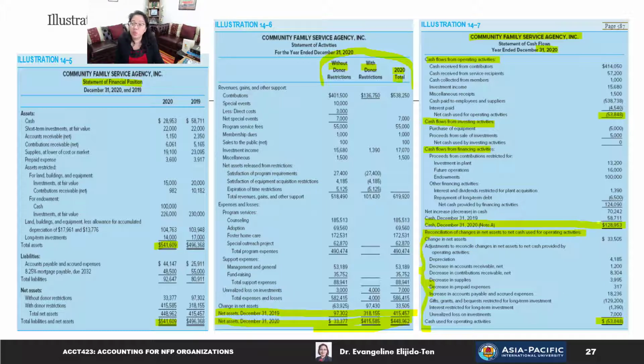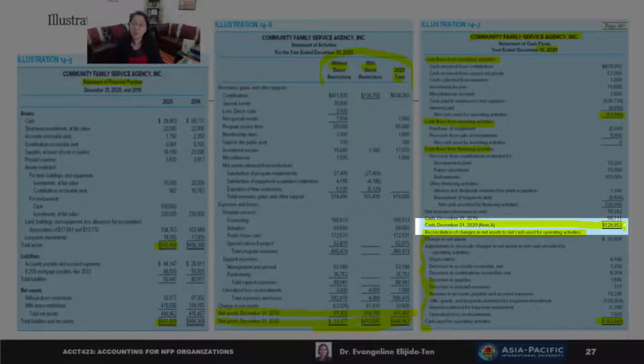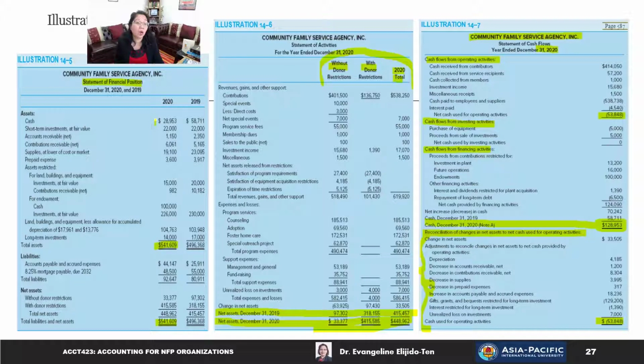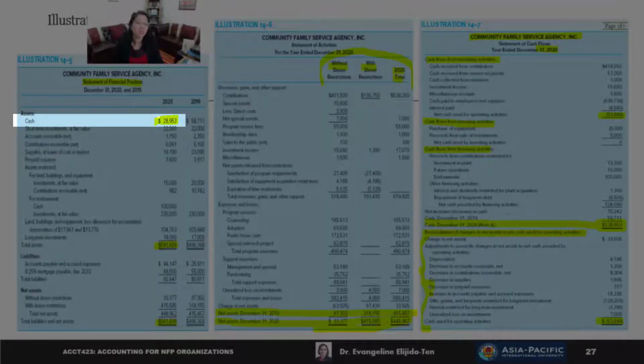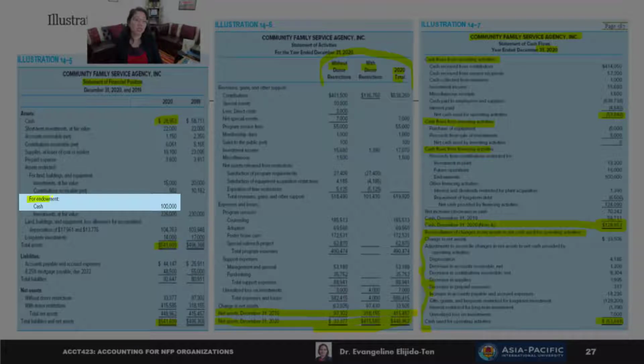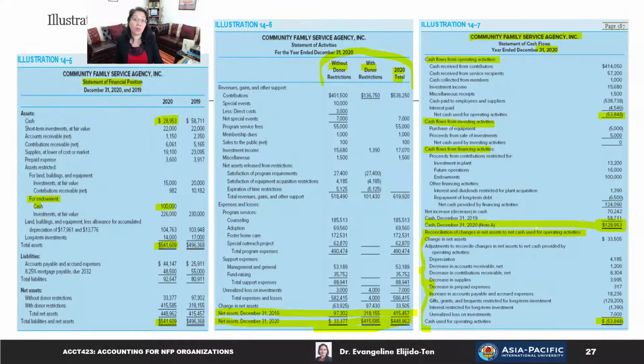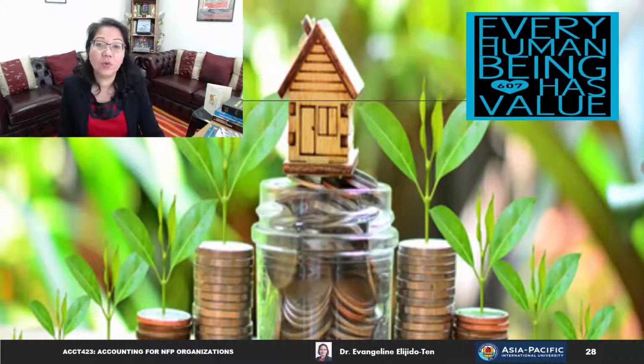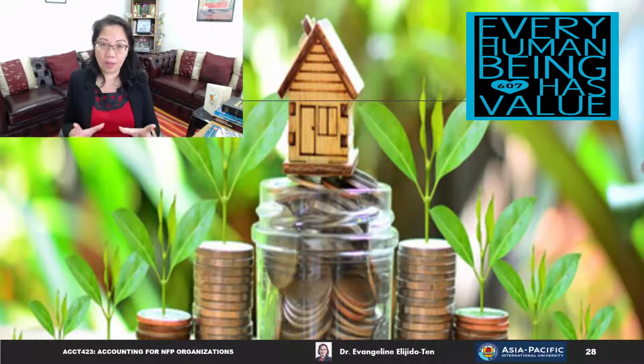All right. Now you might wonder, why is it that this cash as at December 31st is 128,953, whilst the cash here is 28,953 only? And that's because of the $100,000 in endowment fund. But it is shown here for endowment cash 100,000. All right. So that is it for topic 12. Hopefully you get the idea of how to account for the not-for-profit entity.